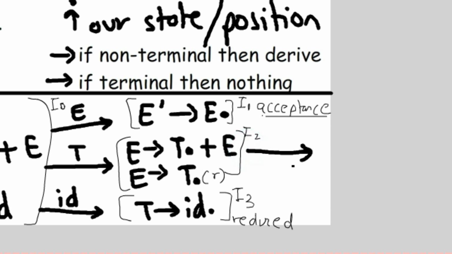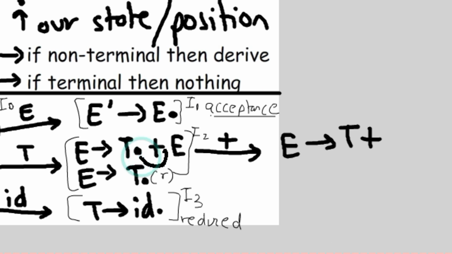We will create an arrow, and this dot is before plus, and plus is a terminal, and if there is a terminal then do nothing. So we will write plus above the arrow, and then we will write E tends to T plus, and the dot will go in front of the plus, and E as it is. Now do we need to write this? No, because this equation is finished. Now we cannot go further. Dot is in front of T, it is reduced, it is finished. So we cannot go further.